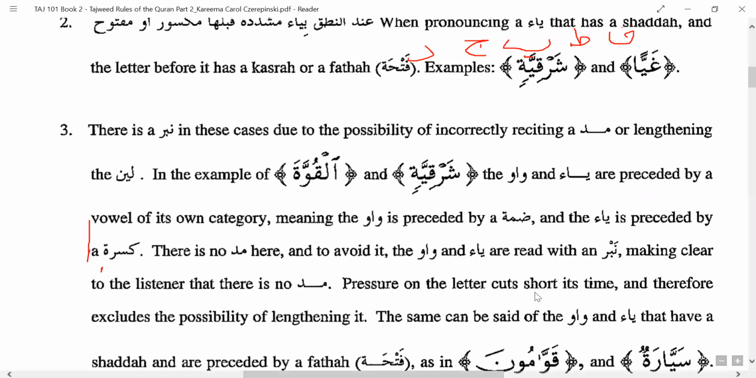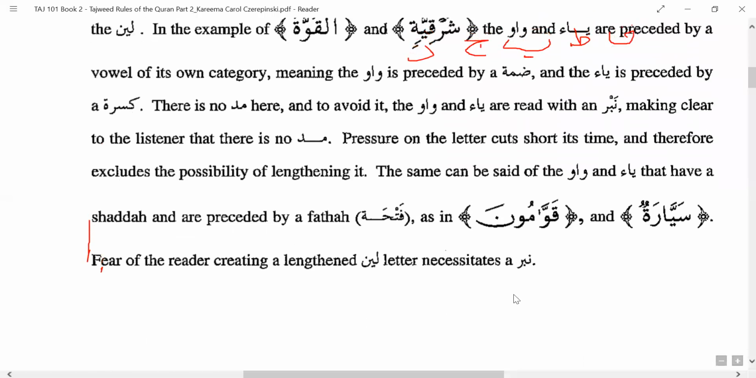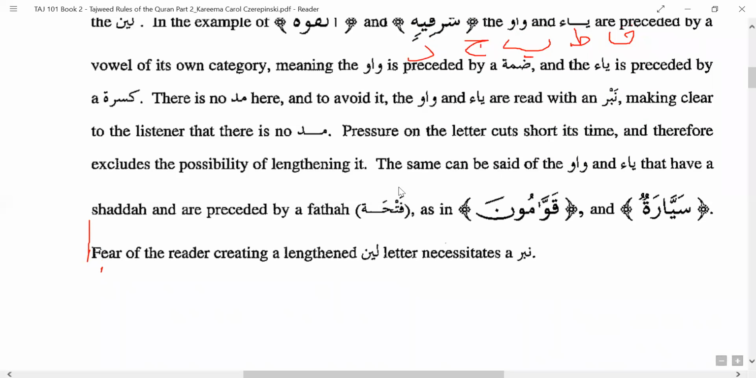Pressure on the letter, what does it do? It cuts short the time. Because if you don't give the pressure, it will lengthen and it will become like a mad. So giving pressure will cut short the time, and therefore the mad sound will get removed. And the same thing mentioned here for the lean: what is mentioned here is for the mad, and in the same way the lean will also get lengthened. So to avoid that, you have to do a nabr.